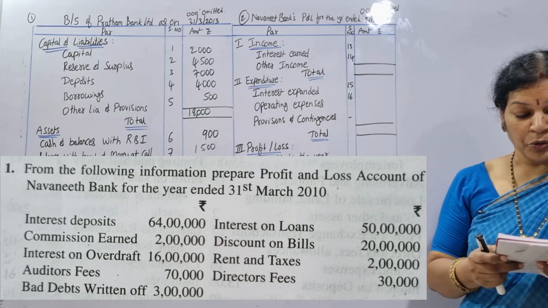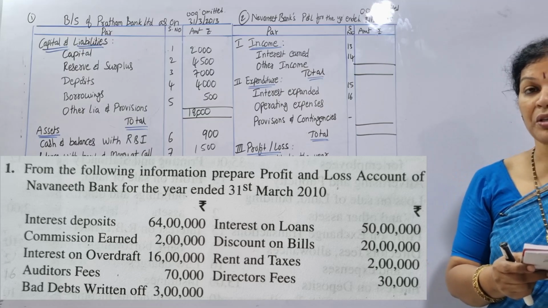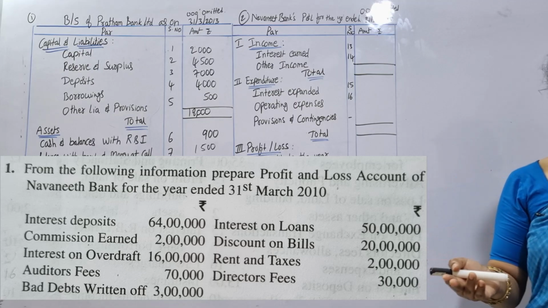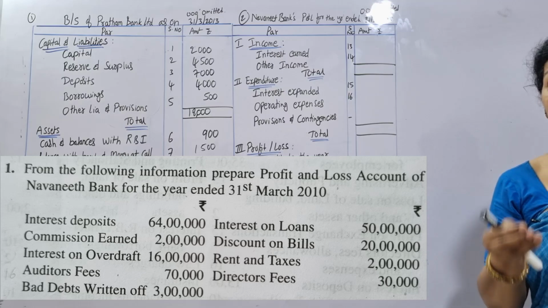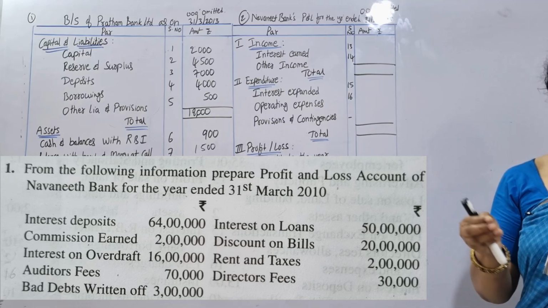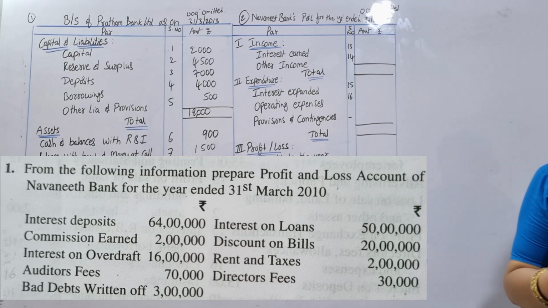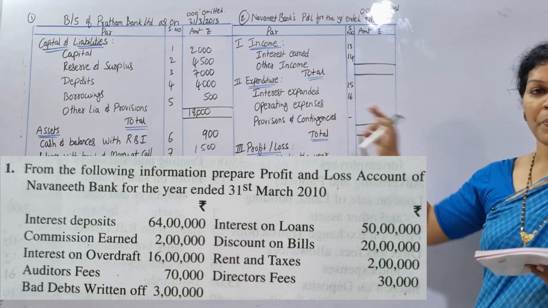Next, interest on overdraft. This is also schedule number 13. On overdraft, the company is earning income, so schedule number 13 it is. Next, auditor's fee. Auditor's fee is operating expenses.